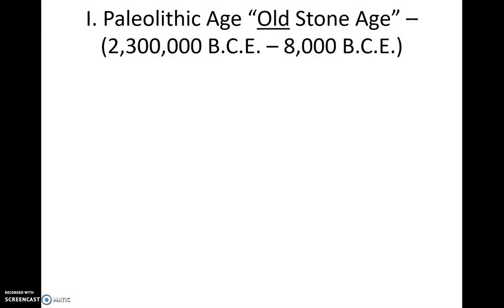The Paleolithic Age is also known as the Old Stone Age, and it's pretty much from the beginning of mankind, 2.3 million years ago, to about 8,000 BCE. And you'll see these dates, they're not hard and fast dates. BCE, before the Common Era, it's the same thing as the dates as BC, before Christ.